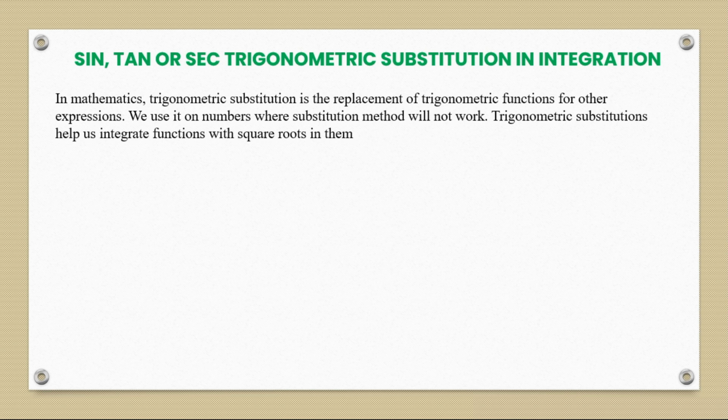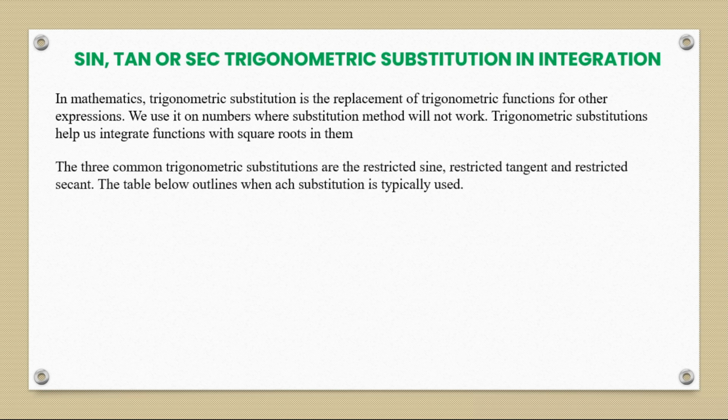So that's what we have. Trigonometric substitution is also appropriate when we have an integrand containing the sum or difference of the squares of a constant and a variable. Mark those words: when we have an integrand containing the sum or difference of the squares of a constant and a variable. Three common trigonometric substitutions are the restricted sine, restricted tangent, and restricted secant. The table below outlines when each substitution is typically used.